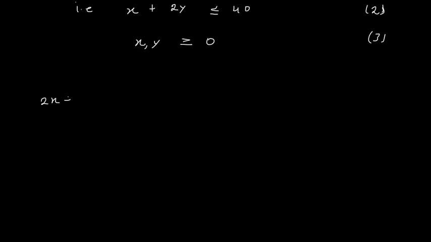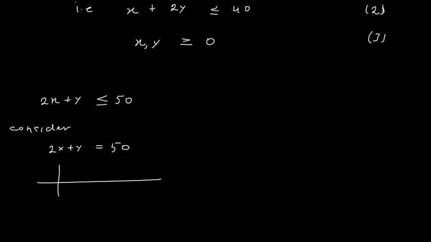2x plus y less than or equal to 50. So to solve this we consider 2x plus y equals 50 and find 2 points which satisfy this. So for that if I put x as 0, I get y as 50. When I put y as 0, I get x as 25.